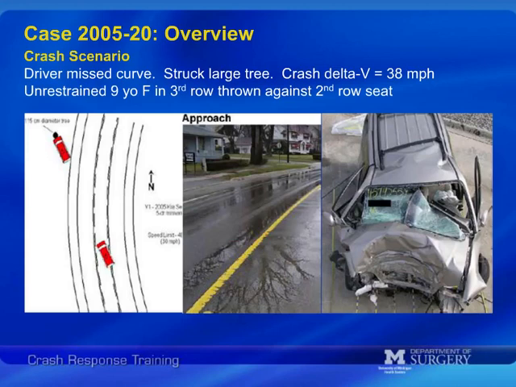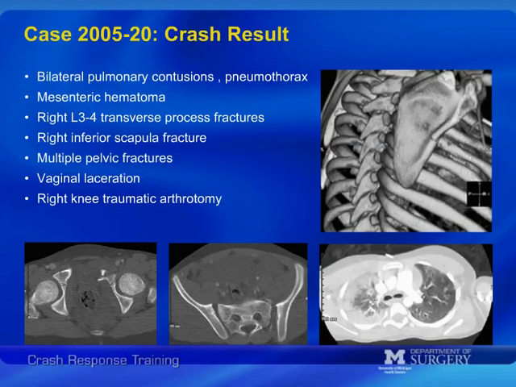Now, the case that we're going to talk about is that of the unrestrained 9-year-old female that was in the third row who was thrown against the second row of seats. The result was that she ended up with bilateral pulmonary contusions, a pneumothorax, a mesenteric hematoma or damage to the blood vessels supplying the intestines, a right L3 and L4 transverse process fractures, and also, as you can see in this image on the upper right here, a right scapular fracture.